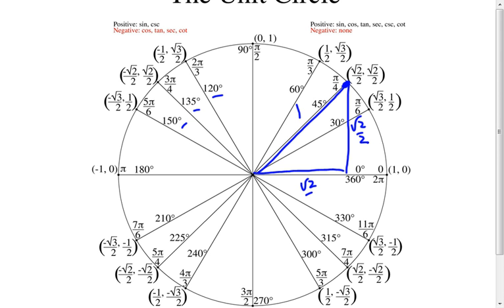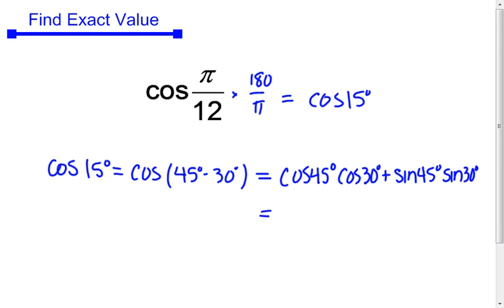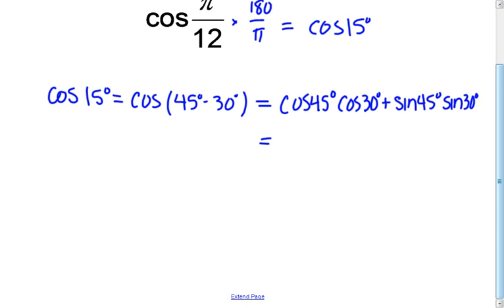This would be root 2 over 2. Cosine is adjacent over hypotenuse, so root 2 over 2 over 1, which is just root 2 over 2. Cosine's your x value. Sine's your y value if you have not yet figured that out. Okay, so cosine at 45 degrees, your x value right here would be root 2 over 2.